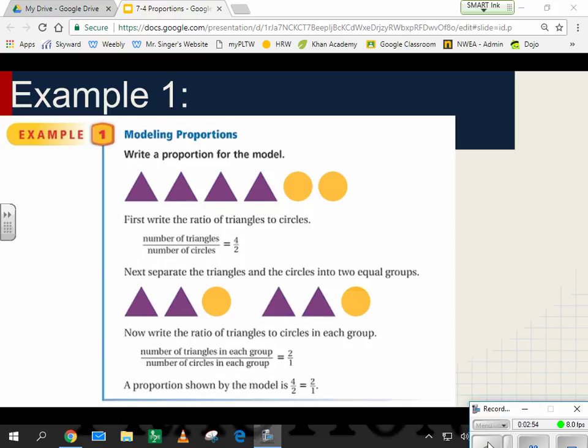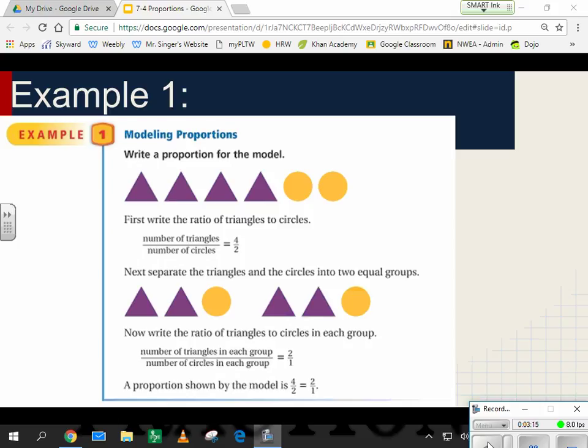So we'll start out simple by saying write a proportion for this model. Well, the first thing you can see is that we're doing a ratio of triangles to circles. When you count out your triangles, you have 4. Circles are 2. So your ratio for this scenario is 4 to 2, 4 triangles to every 2 circles.